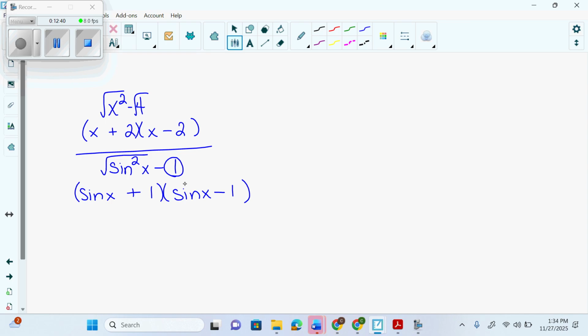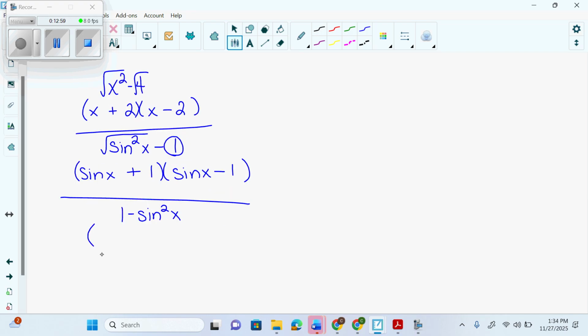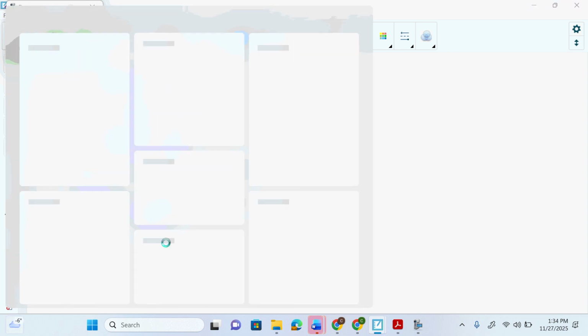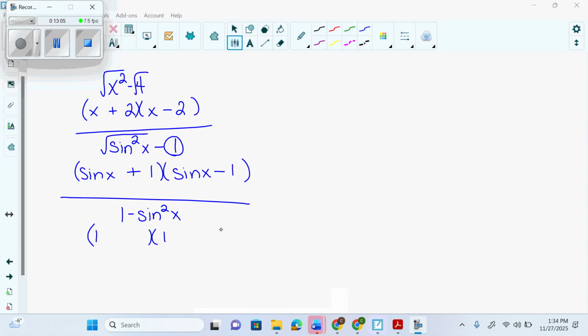Now, think about this. 1 minus sine squared x. What is that? Is 1 a perfect square? Is sine squared a perfect square? Is that a difference sign? Yes. So this is also a difference of squares. Square root of 1 is 1. It goes to the front of each bracket. Square root of sine squared is sine x. It goes at the back. And then we get plus or minus.